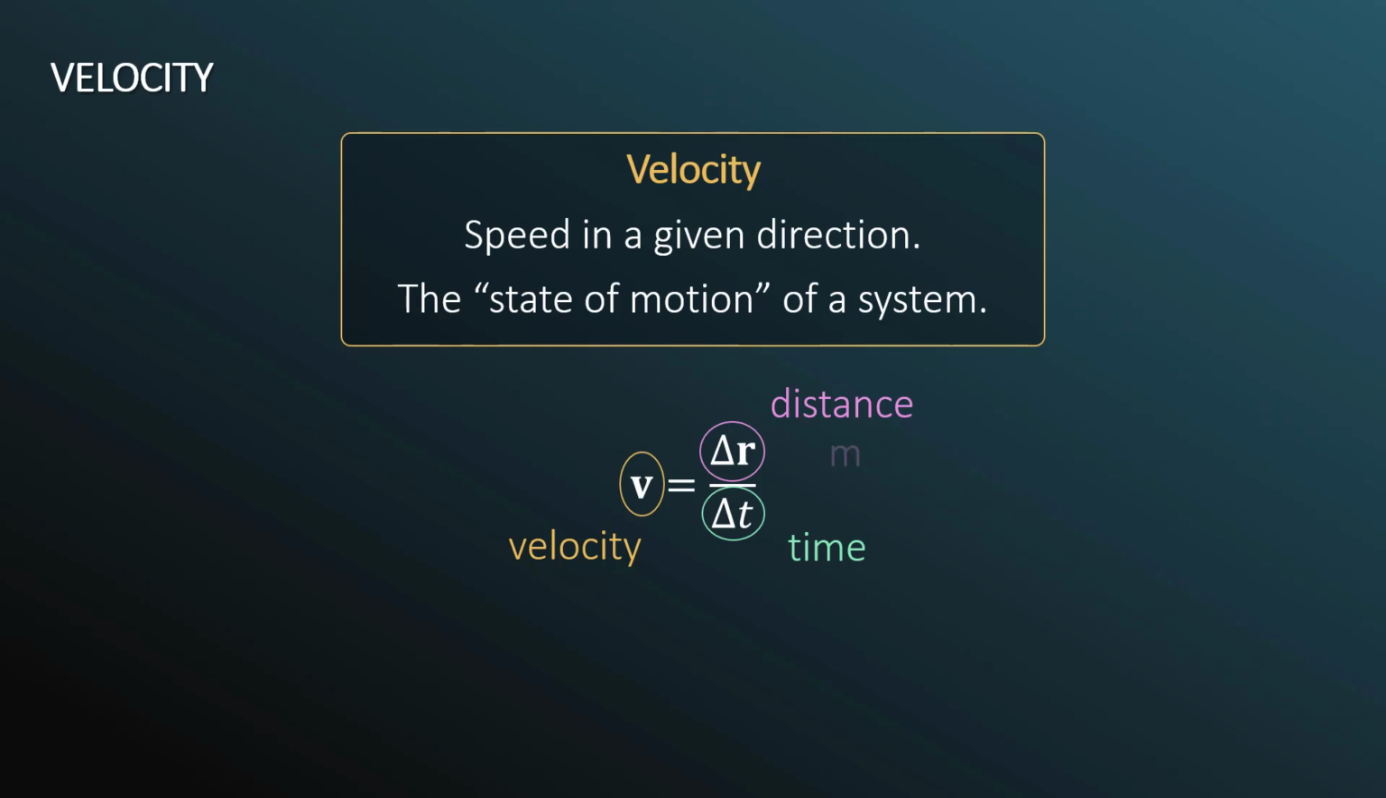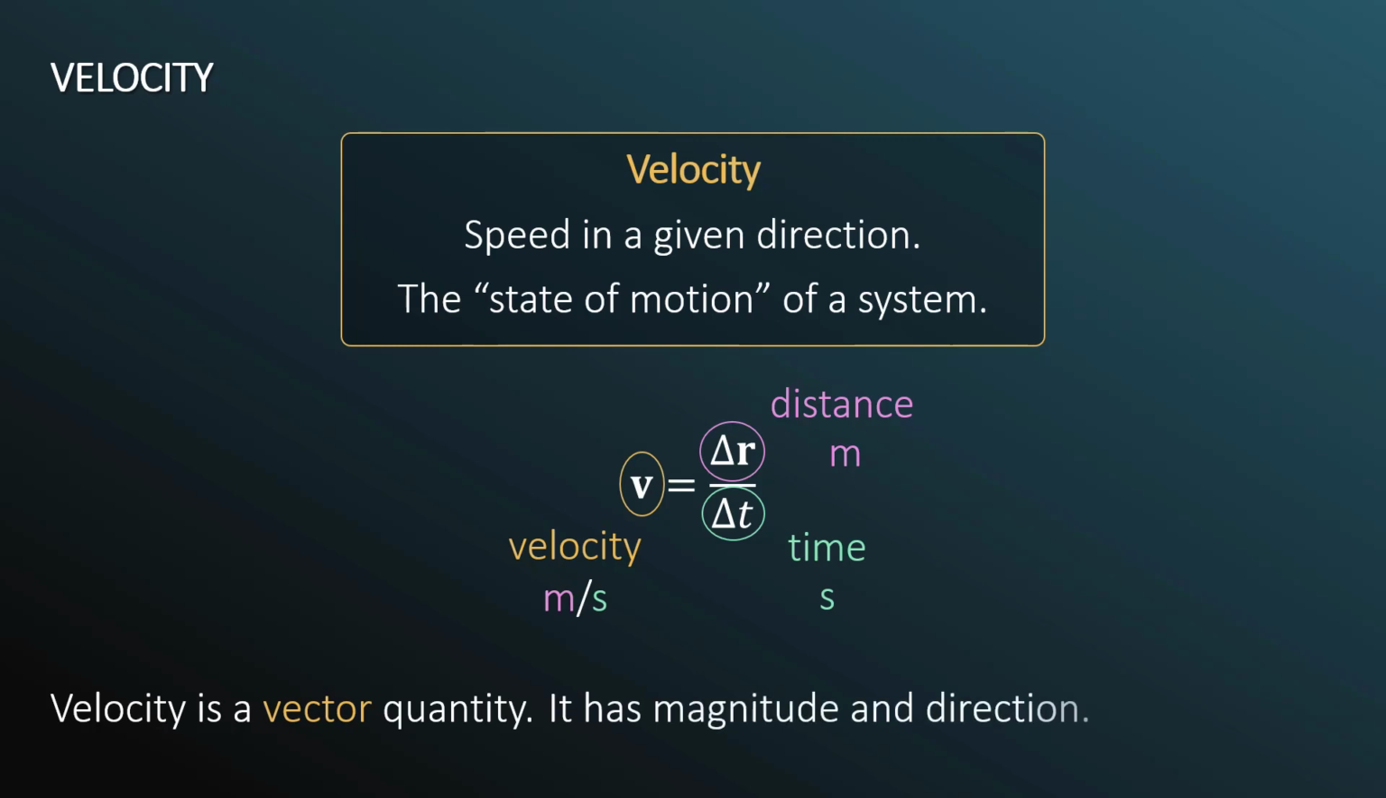And as before, distance is measured in meters, time is measured in seconds, velocity is measured in meters per second. So the units are the same as they were for speed. The only difference is that velocity is a vector quantity, meaning it has magnitude and direction. Practically, how does that play out?